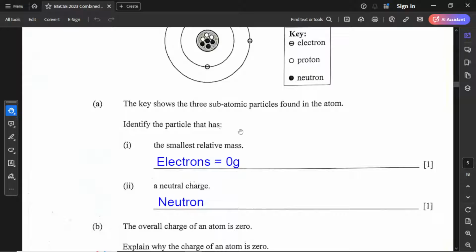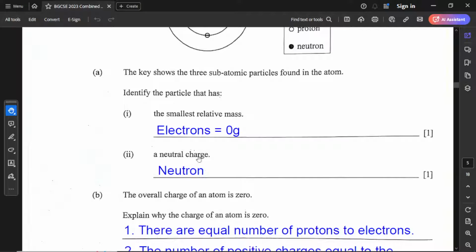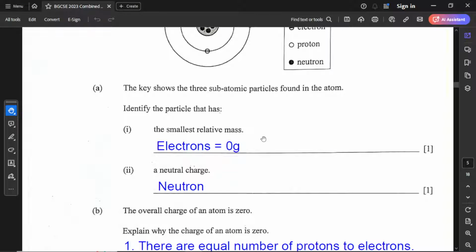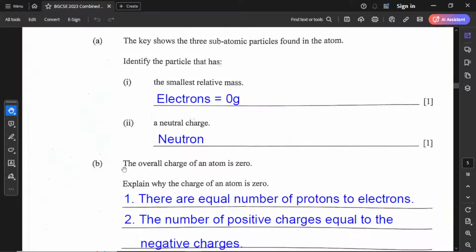the electrons. And I just want to make a note right here that electrons, they have 0 mass, so it's 0 grams. All right, they do have a mass, but it's very small to use in calculation. So we just say there's no mass for electrons. Neutrally charged. So once it's neutral charge or neutrally charged, that is the neutron. All right, and for B now, we say the overall charge of an atom is 0.